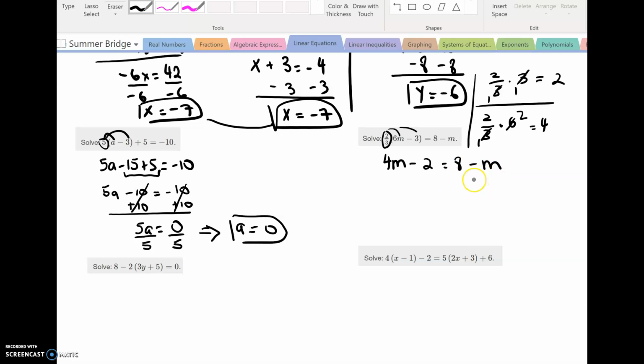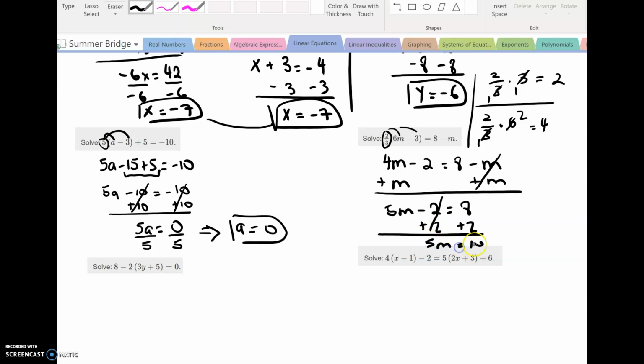So now what I'm going to do is I'm actually going to add m to both sides, because then I end up with a nice positive coefficient. And then I'm going to add 2 to both sides. And I'm running out of space here, so I have 5m is equal to 10. So I divide both sides by 5. So that cancels. I'm bringing it up here, m is equal to 2, because 10 divided by 5 is 2. Okay?